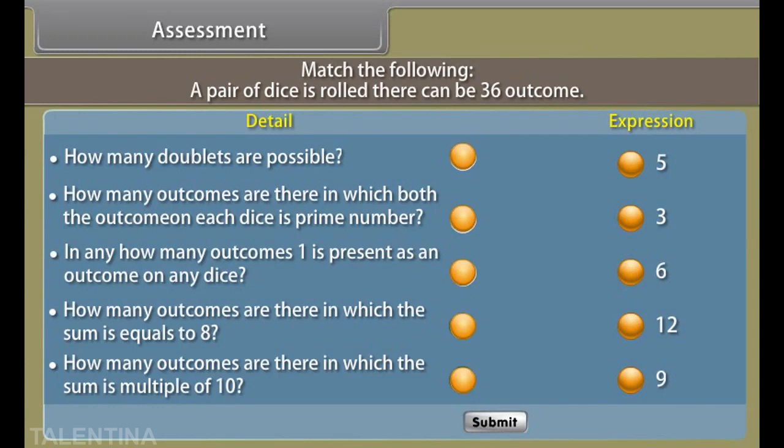Assessment. Before proceeding further, let us know how much you have learned. A pair of dice is rolled. There can be 36 outcomes. Match the following.